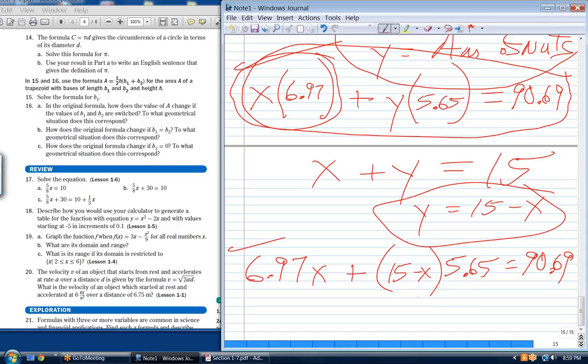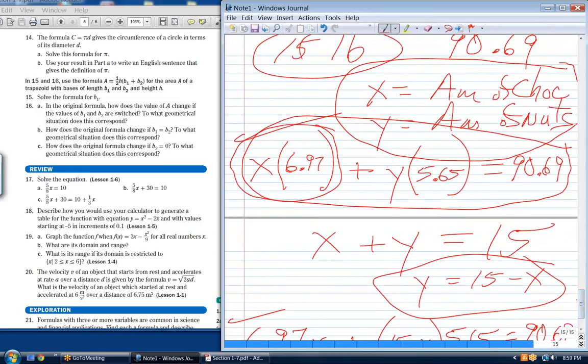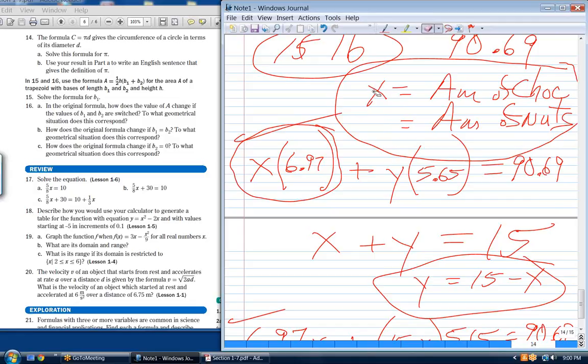I don't want to waste time going through this if you know how to do it, but there's one other step I do want to point out here. We do not have to use two variables here. When I defined my variables, I said x was the number of pounds of chocolate and y is the number of pounds of nuts, but I really could have stayed in one variable by saying, let's let x be the amount of chocolate and 15 minus x be the amount of nuts, because I know that's true, right?